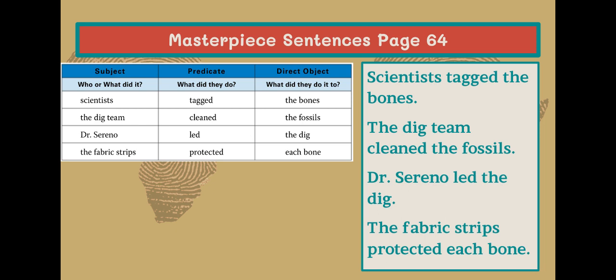The dig team cleaned the fossils. Dr. Serino led the dig. The fabric strips protected each bone. Now you're going to write a level 2 sentence that contains a subject, a predicate or verb, and a direct object in Nearpod.